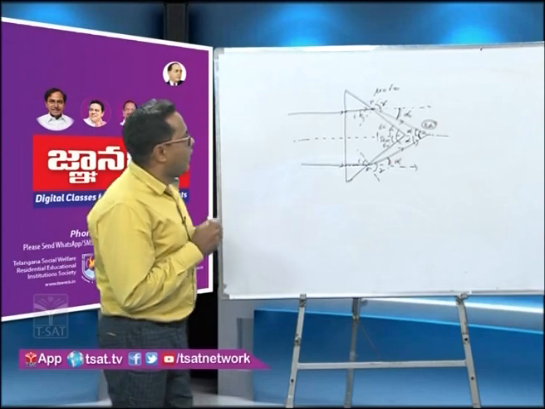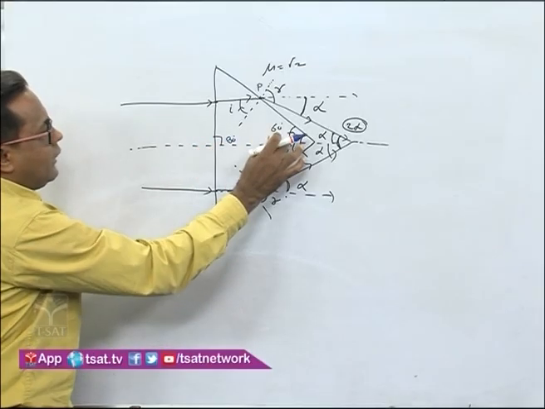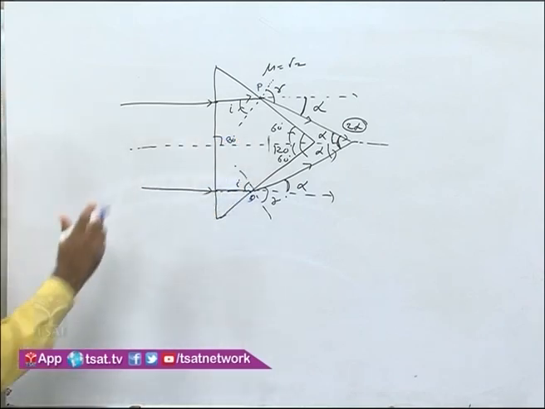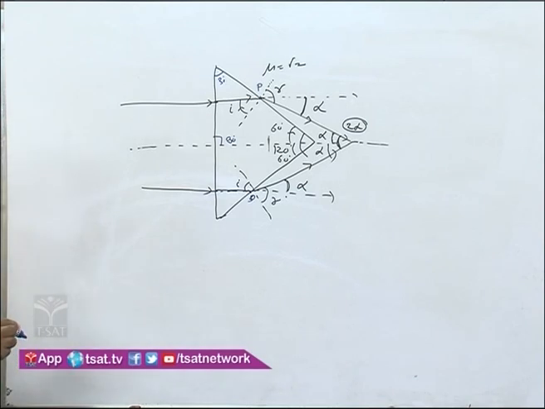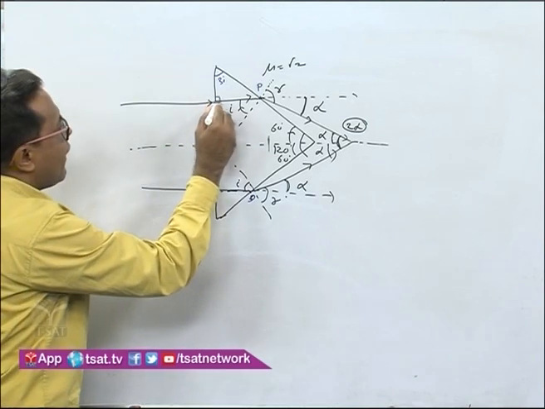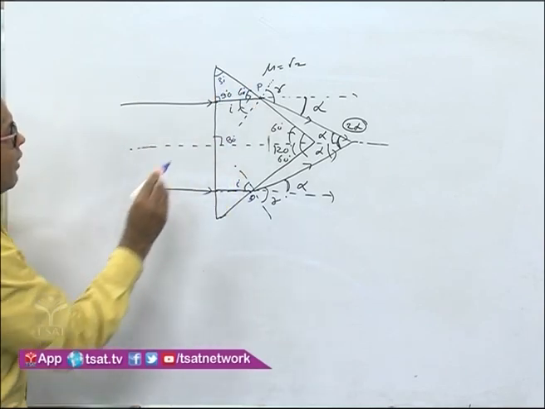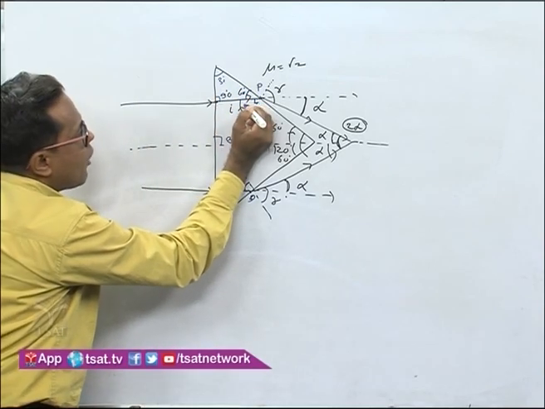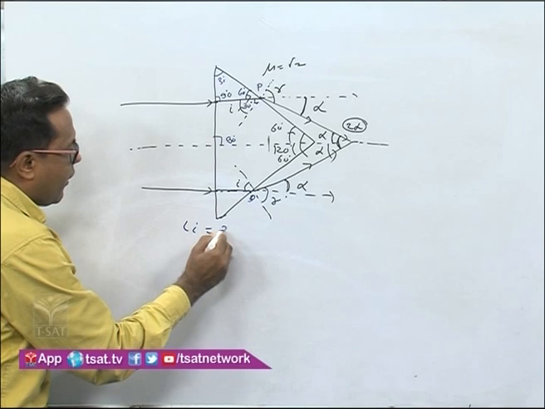Now let us start with the concept. This is 60 degrees, this is 90 degrees. So 60 and 90 make 150, so this will come out to be 30 degrees. If this is 30 degrees and this is 90 degrees, this will again come out to be 60 degrees. And if this is 60 degrees and this is the normal, this will come out to be 30 degrees. So we got the angle of incidence as 30 degrees.